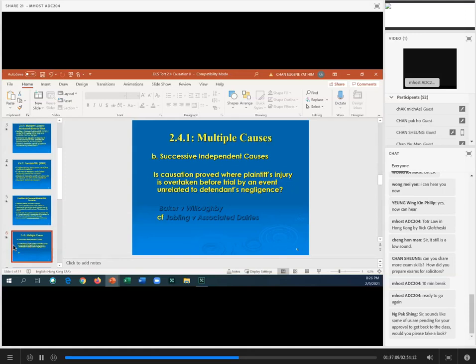Should know, not must know. Even more should know, perhaps even bordering on might like to know. What happens if you have multiple causes? And there are a couple of cases here, trying to find out where they are.